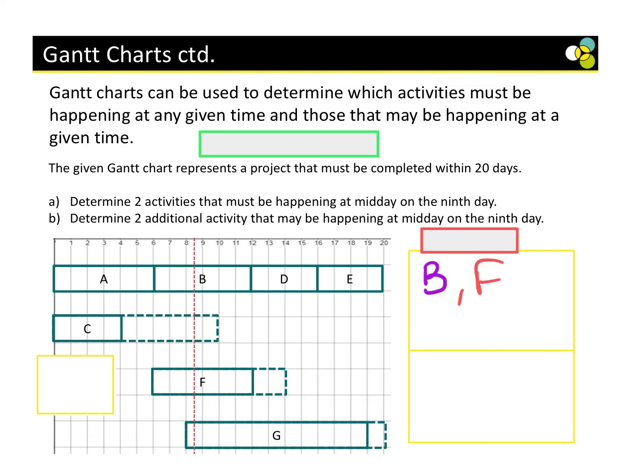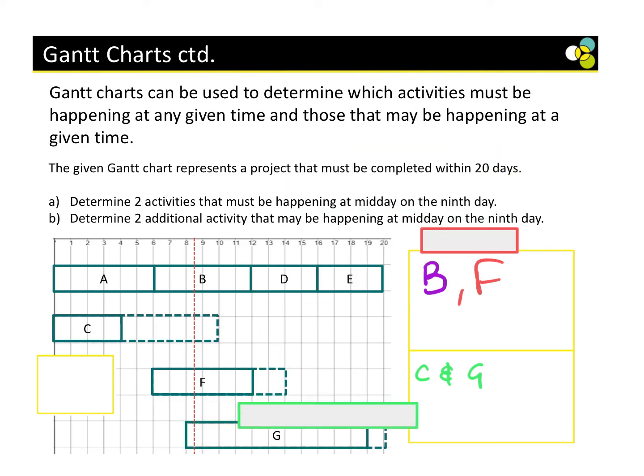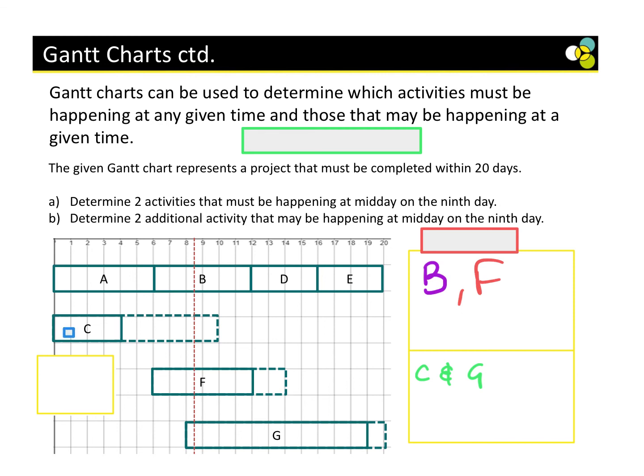Name 2 additional activities that might be happening on that day. C and G, because we could decide that we want to start it here, so it could happen there. And C, we could also move to here, couldn't we? We might say to start at 6. So there we go. Nice and simple.